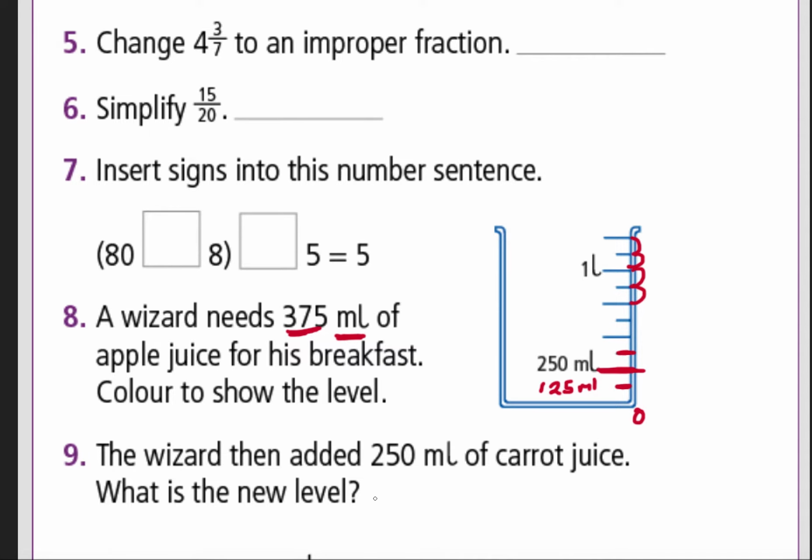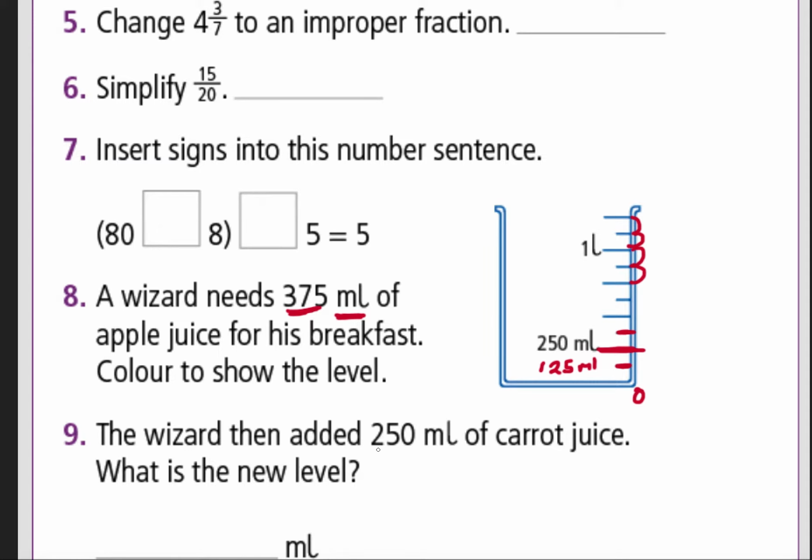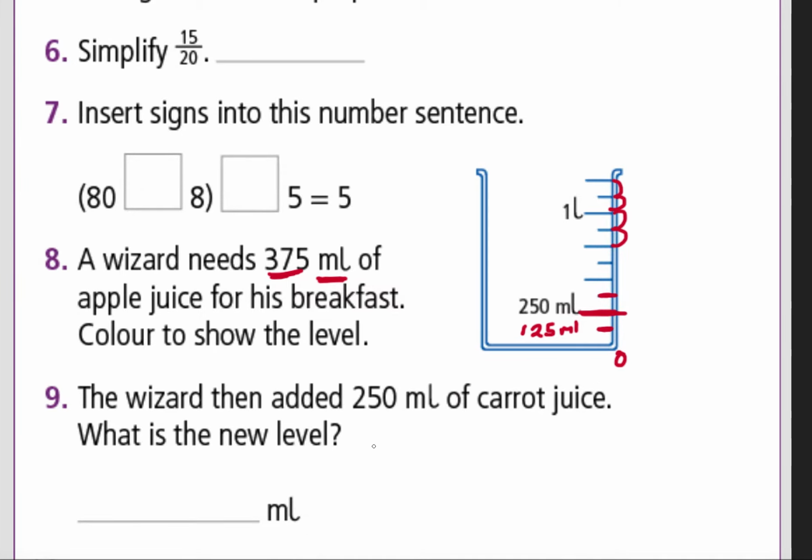Number 9, it says the wizard then added 250 ml of carrot juice. What is the new level? And they're asking for that in mils. So to do that, he first put in, it was in the last question, 375 mils. In this one, he added 250 mils. So if we add those together, that's going to tell us how many mils are in altogether.